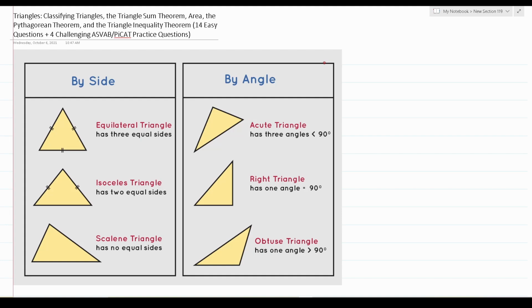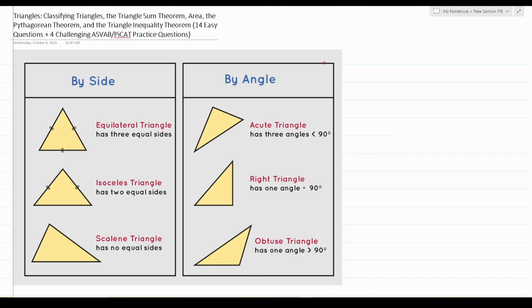More specifically, I'm going to break this video down into two main parts. In the first part of this video, I'm going to talk about how to classify triangles, the Triangle Sum Theorem, how to find the area of triangles, the Pythagorean Theorem, and the Triangle Inequality Theorem. While I talk about each of those topics, I'm also going to work out 14 very easy practice questions. In the second part of this video, I'm simply going to work out 4 questions that should closely mirror, more or less, what you may see on the actual ASVAB or PiCAT.